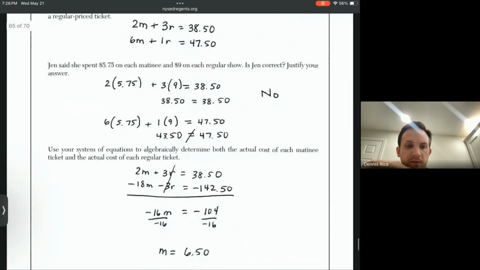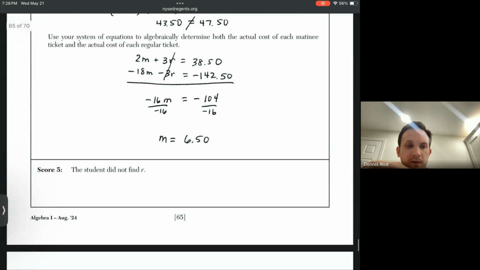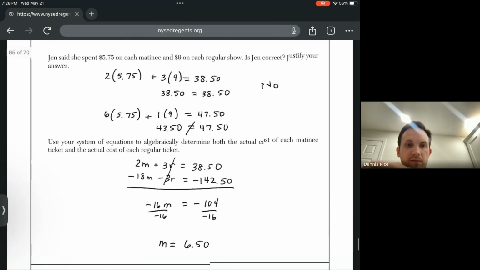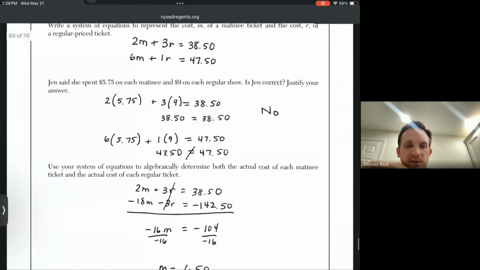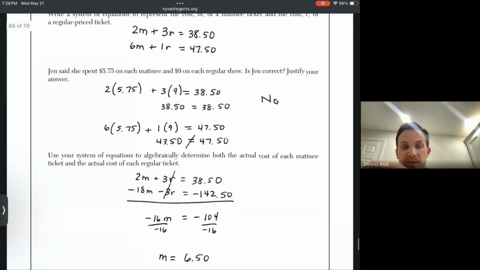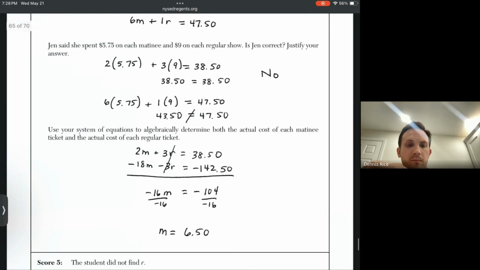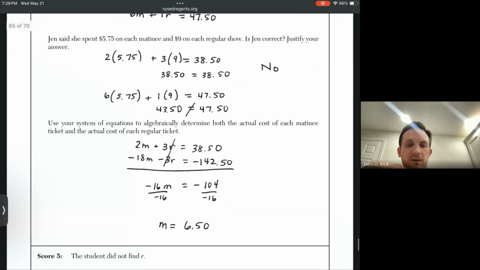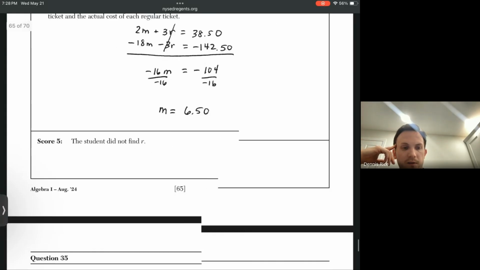Let's maybe look at a 5. Where's a 5? Okay, this person got a 5. They set it up. They said no. They didn't even give an explanation. You don't have to explain it. But they didn't find R. That happens sometimes. This is kind of common. You solve for one variable and you just stop, but he or she forgot to plug in to figure out R. So you do only lose one there. Pretty generous.